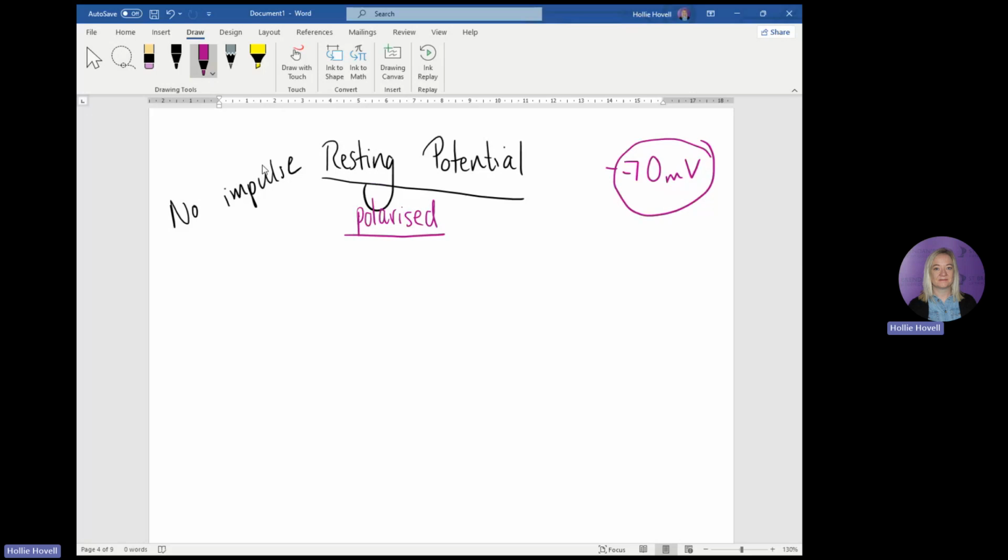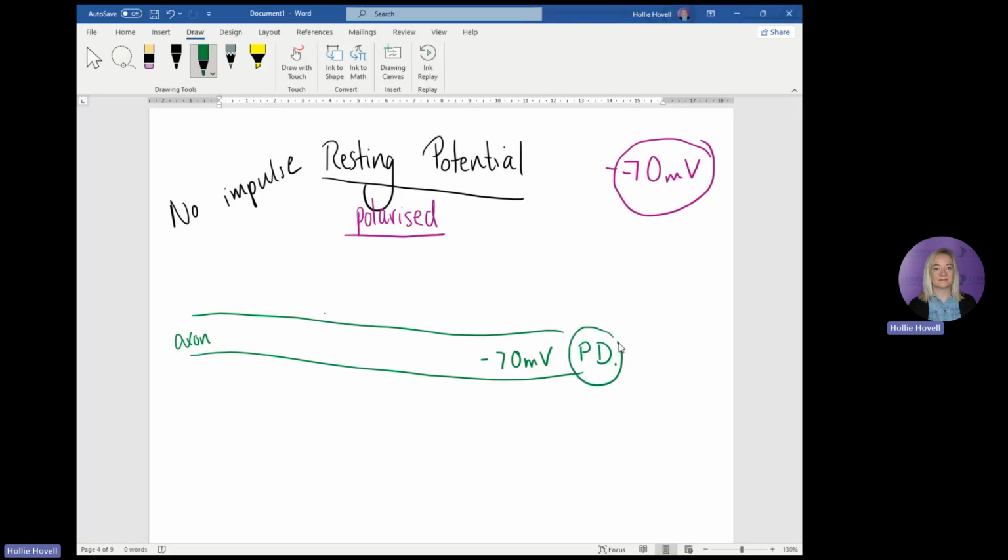So first of all, we need to look at the axon of our neuron. And if we say that it's at minus 70 millivolts, what we mean is that the inside of the axon has what we call a potential difference of minus 70 millivolts. That means that in comparison to the outside of the axon, it's more negative.